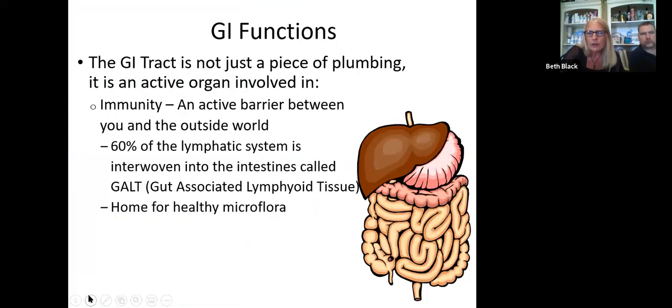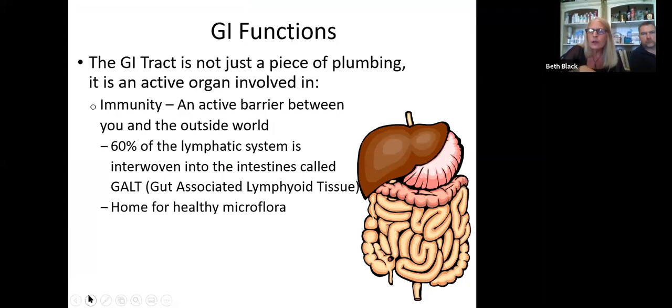Your GI tract is not just plumbing. Yes, we want things to go in and come out. We want the things that go in that are good foods, good nutrition to be absorbed. We want all the extra stuff that's not to come out and dump out. But this organ is very, very active in your immunity. And so it's really important that we get the gut healthy, because of those who are immune deficient right now.